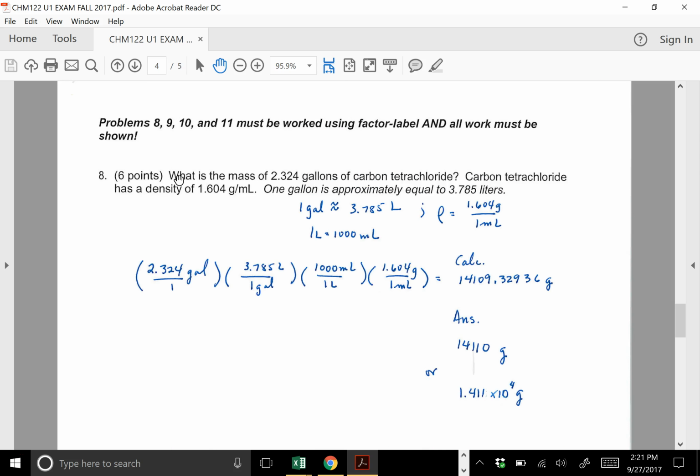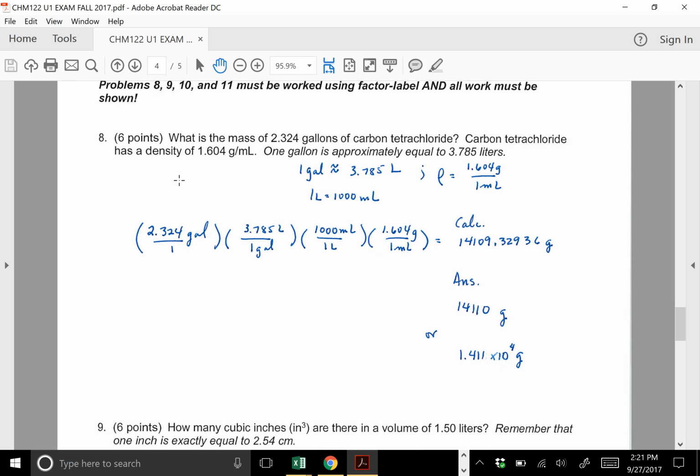Nope, 2 more pages. Okay, so for this one, it says, what is the mass of carbon tetrachloride? It gives the volume of the carbon tetrachloride in gallons, and it gives the density in grams per milliliter. So this is kind of a quick, well, not a quick, but we're going to take our volume, and we're going to use our density to get to mass.